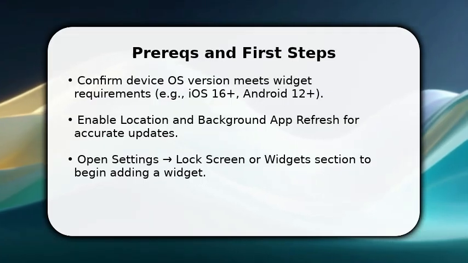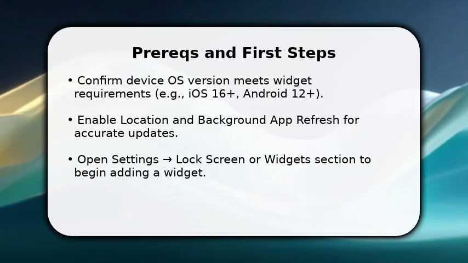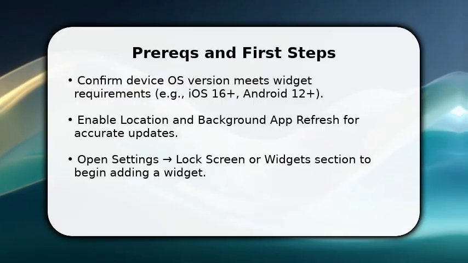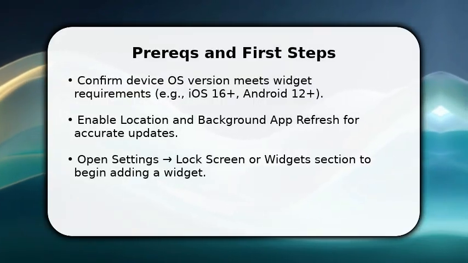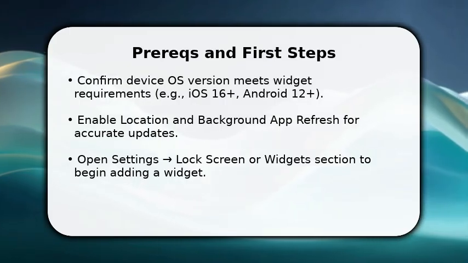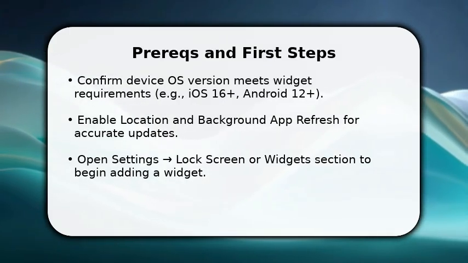You're ready to add the weather widget now. Confirm your device OS supports lock screen widgets and turn on location and background updates so forecasts are accurate. Next, go directly into Settings and open the Lock Screen or Widgets panel. This starts the actual placement flow.